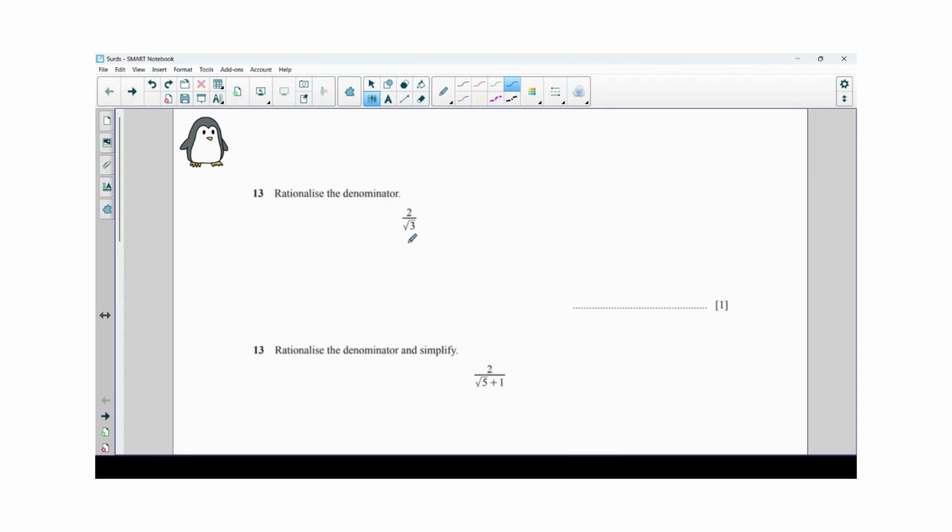Here are the answers to the Surds questions on pastpaperpenguin.com. Now, pretty much all of these should be done without a calculator, so you can expect them to come up on a non-calculator paper. This first question here wants us to rationalise the denominator.